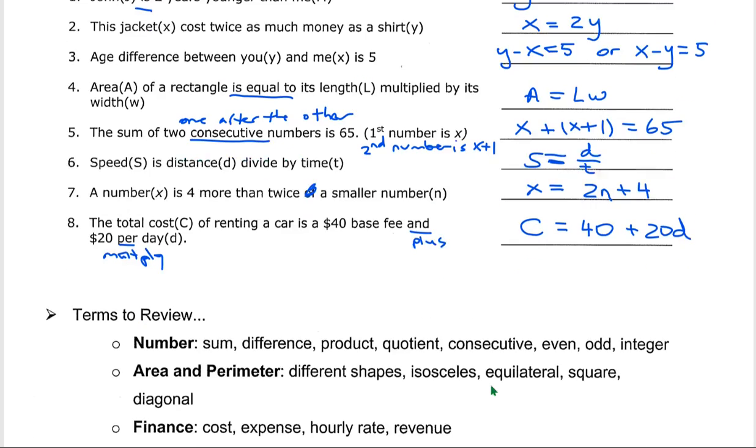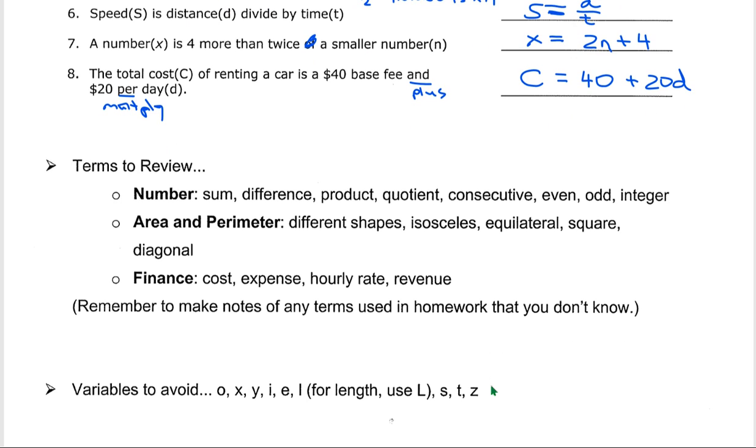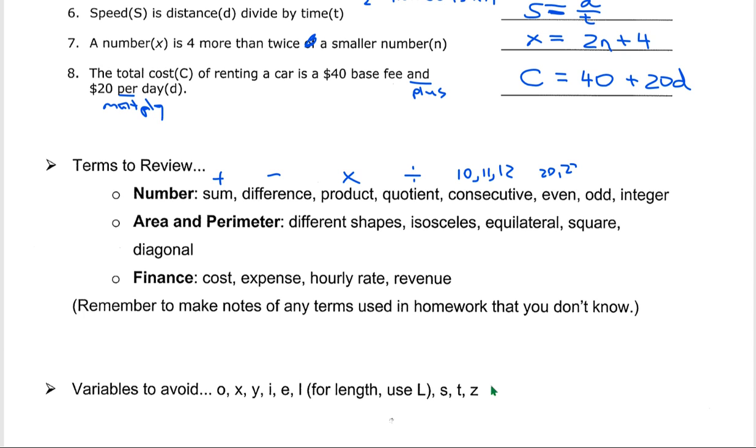So let's do a couple word problems as a sample. On this page, there's words that come up in word problems. So sum is adding, difference is subtracting, product is multiply, quotient is what you get when you divide. Consecutive is one after the other, so like 10, 11, 12, let's say. Even, like 20, 22. Odd would be like 21, 23. Integer, you should know. Area and perimeter. So you might have shapes, they might give you some shapes of triangles or squares, whatever.